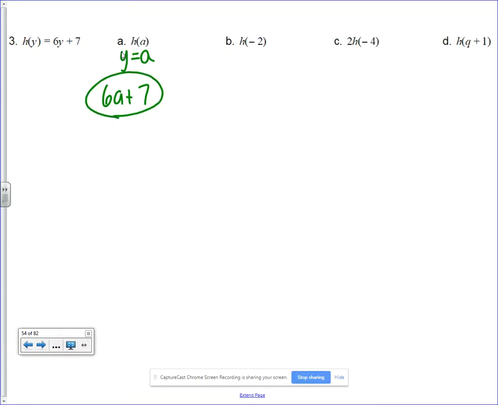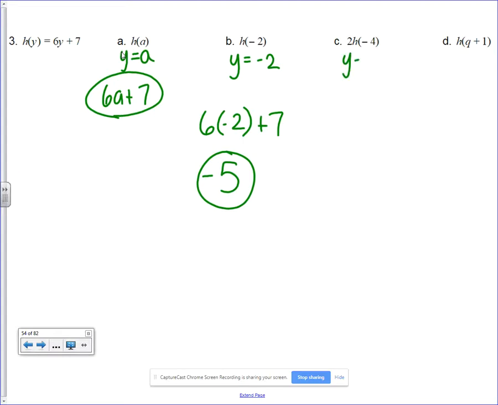Letter B. What do I know about that -2? That's the y. So what will it look like when you plug it in? Wonderful. And what do you get? -5. Okay. What do I know in letter C? The y is -4. What will that look like?